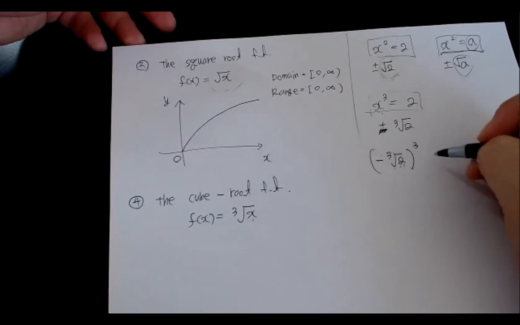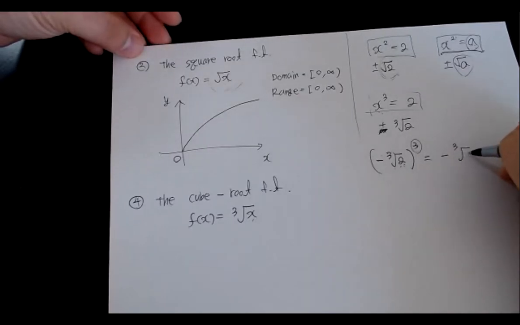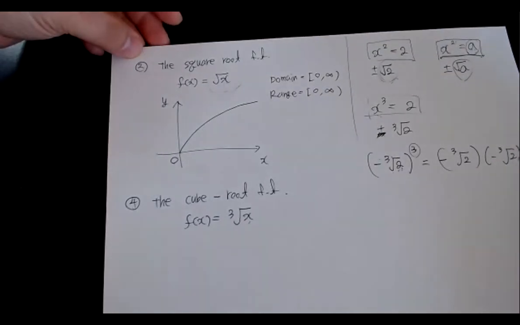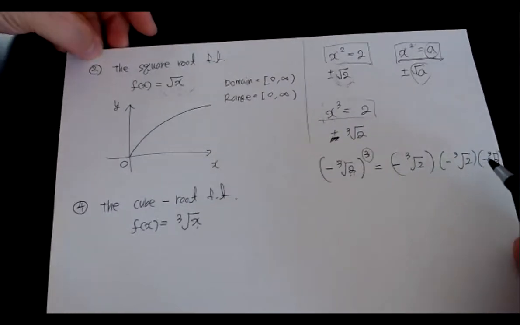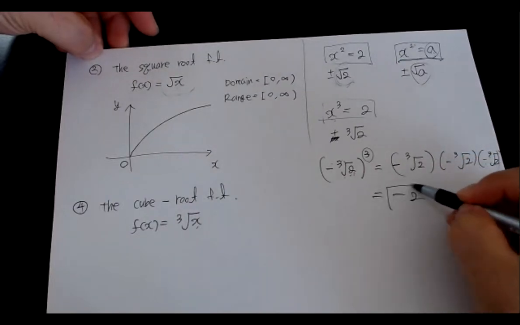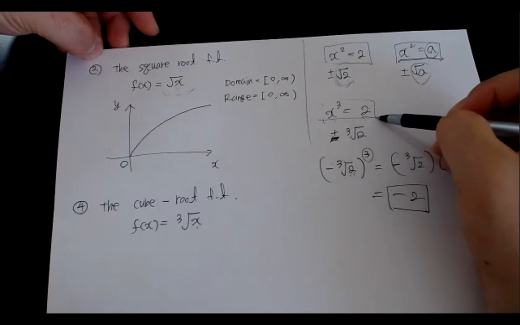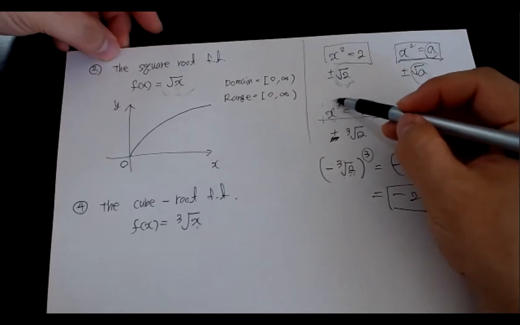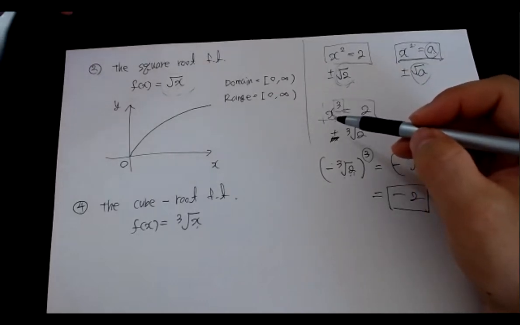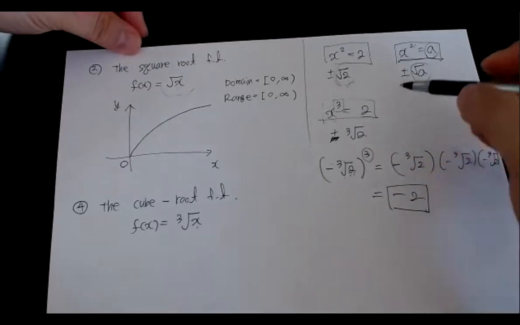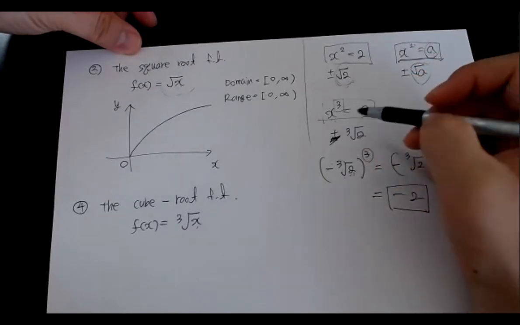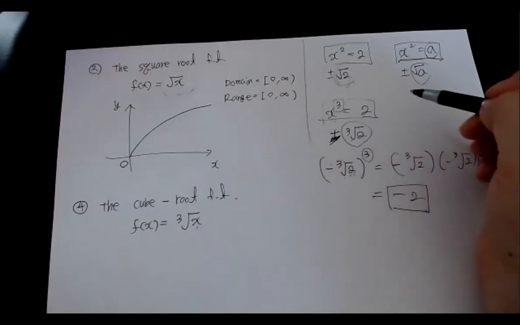Negative cube root of 2 to the third power is negative cube root of 2 times negative cube root of 2 times negative cube root of 2. You see that we multiply the negative sign 3 times, so we still get a negative sign, and then 2. That's not equal to the number on the right-hand side, right? So in odd powers, the negative sign will be preserved. Keep this in mind. So we have to drop the negative sign: plus cube root of 2 is the only solution of that equation.